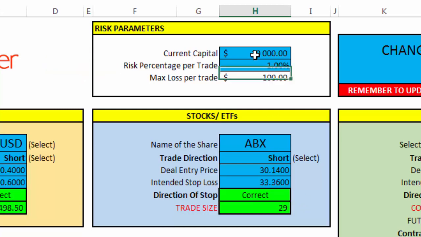But what if we change this portfolio value? What if you don't have $10,000? Let's say we change it to $5,000. Note now how this drops the number of shares that we can trade down to only 14 shares. And what if you have less? Let's say you're a beginner that starts out and your account is worth, let's say, $2,000. Using a 1% rule, the amount of shares that we can trade drops to five shares only.